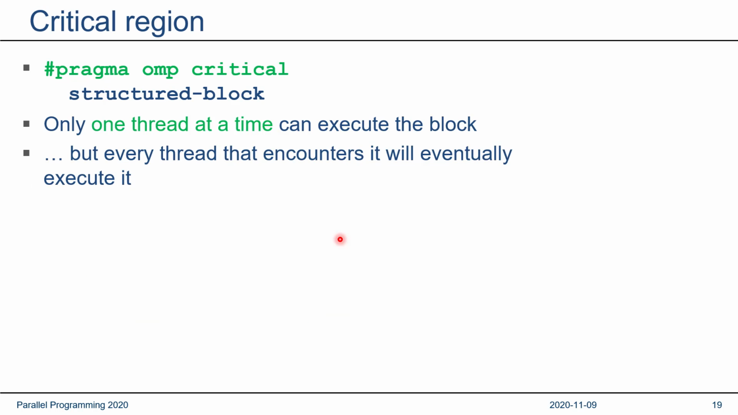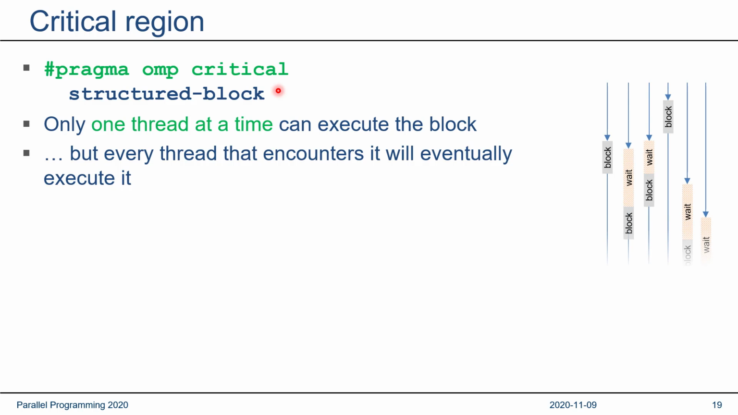The critical region is a central part of OpenMP synchronization facilities. If you open a critical region, it works on the following structured block, and it specifies that only one thread at a time can execute the block. So this is very different from single and master directives in that every thread that encounters the directive will eventually execute it, but there's no requirement that everybody does so. So there's no synchronization whatsoever. It's nothing that works on a bunch of threads, on a group of threads. So every thread can encounter this critical region by itself.